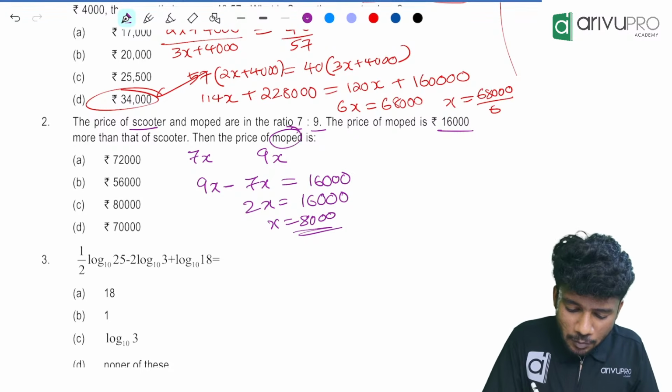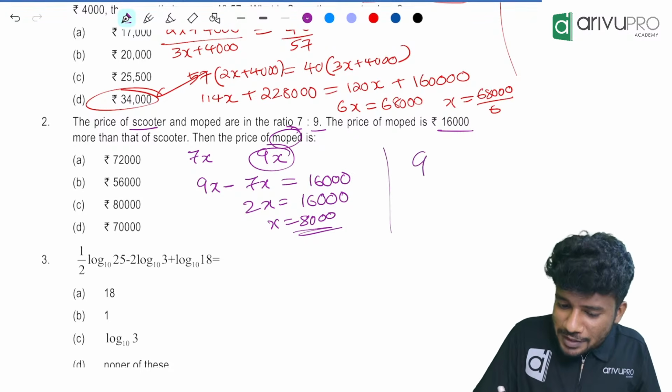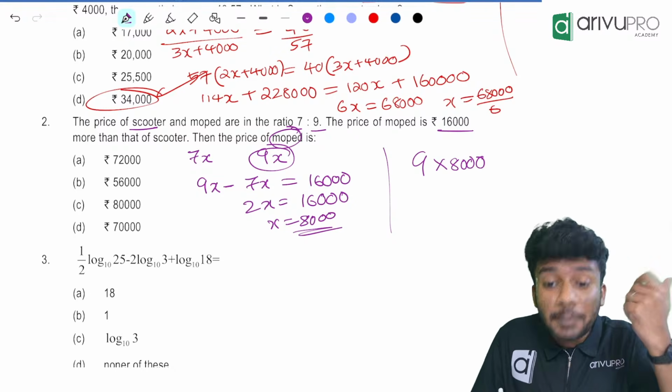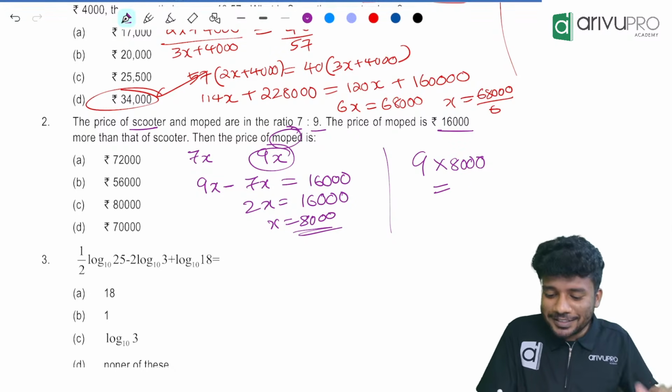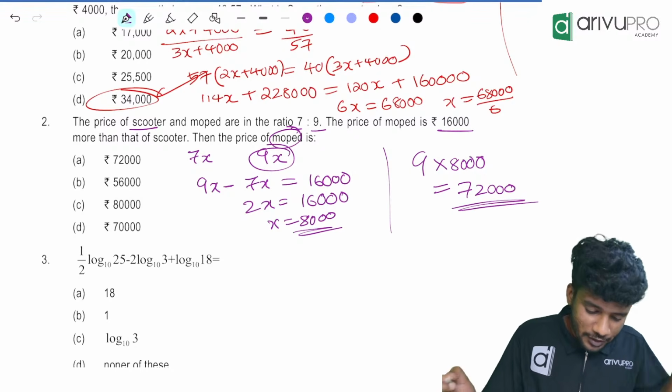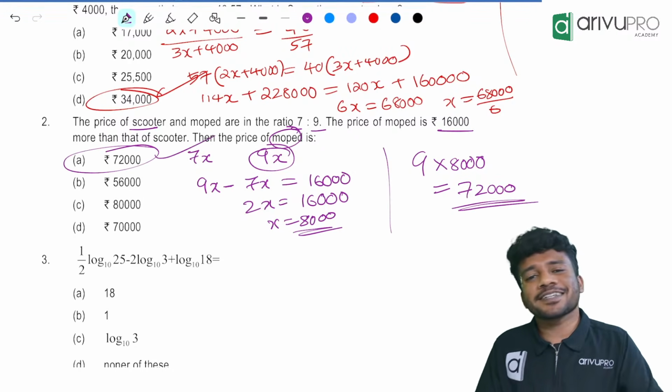Then what is the price of the moped? Moped is 9x, right? That means 9 into 8,000 is how much, people? It is 72,000, which is equal to Option A. Option A is your answer.